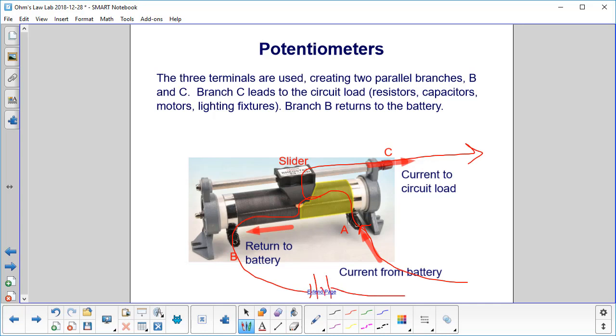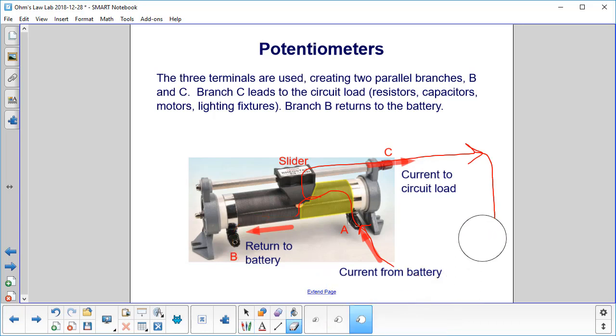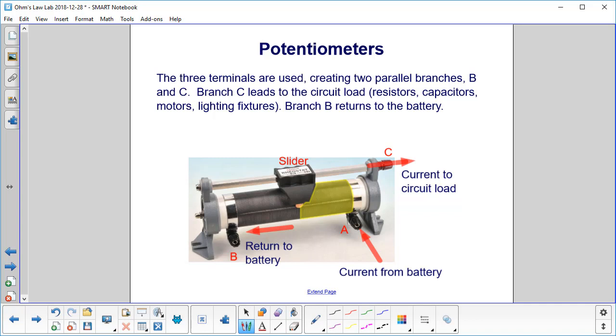So let's put the battery here, okay? And then this will go to the load, and then eventually also join up at the other end of the battery. We're going to show that schematically a little better later on. All you need to know on this one is we're creating 2 paths for current to flow through the rheostat, and because of that, we're now calling it a potentiometer.